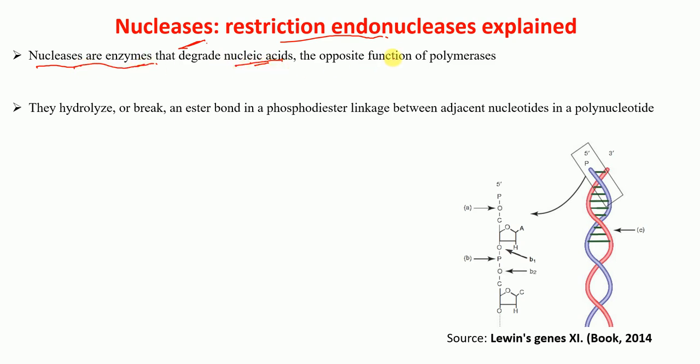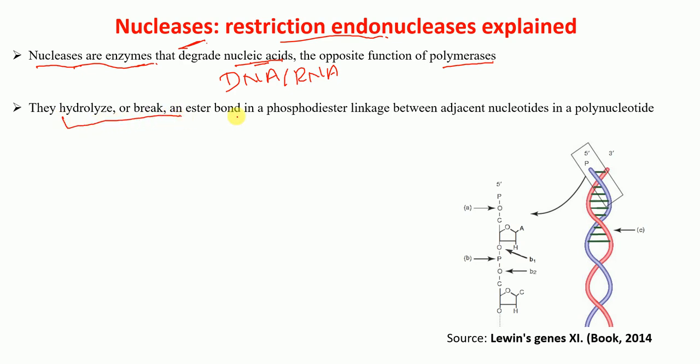So basically this is the opposite function of what polymerases do. Polymerases are another category of enzymes. So how do these nucleases degrade nucleic acids? Nucleic acids can be DNA or RNA, right? So these are the nucleic acids, and what nucleases do is degrade them. So how do they do that?